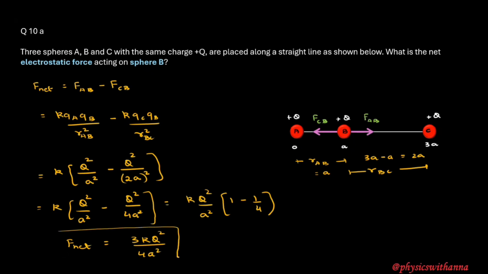And since this force came out to be positive, it will be directed towards the right. And it makes sense because sphere B is much closer to sphere A. So the force of repulsion due to A will be much stronger than the force of repulsion due to C, as they all have the same charge, but C is further apart compared to A and B.